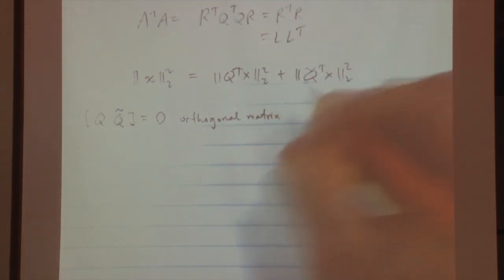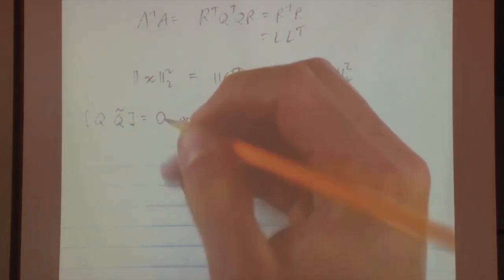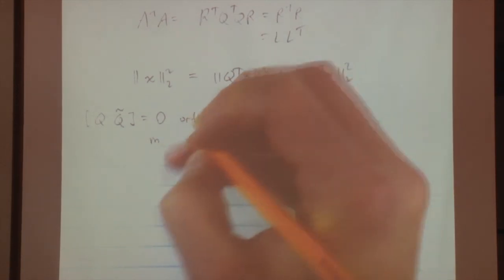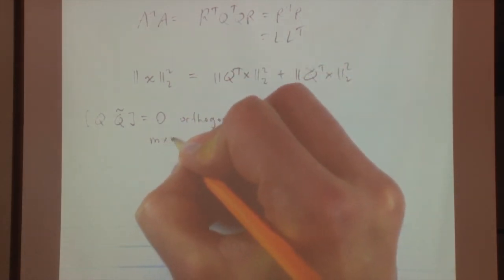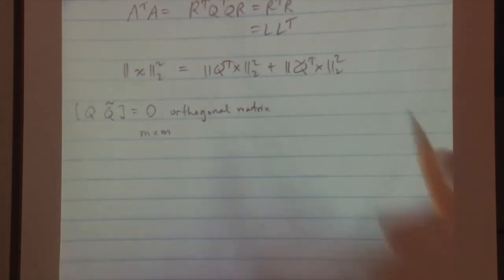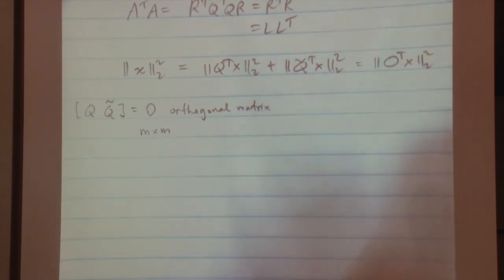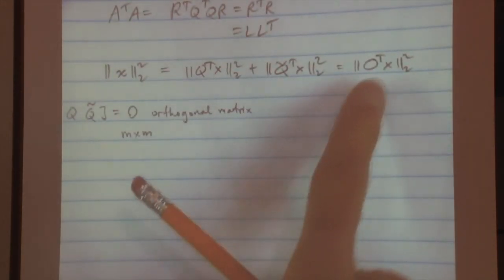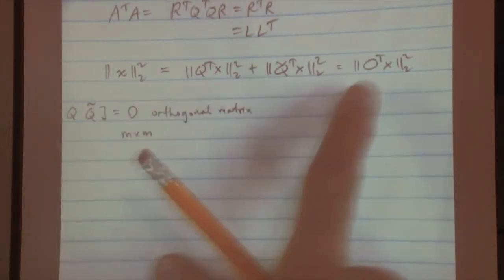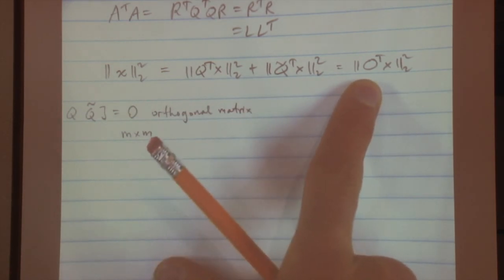So this Q is going to be M by M. This just comes from the fact that this is just equal to the orthogonal matrix Q transpose times x, squared. And we always know that the norm of a vector is invariant if I multiply it by an orthogonal matrix.